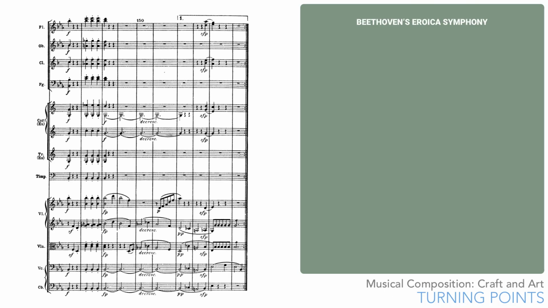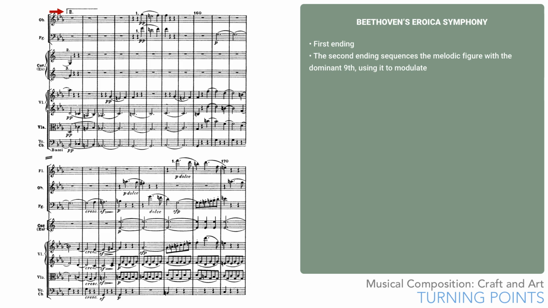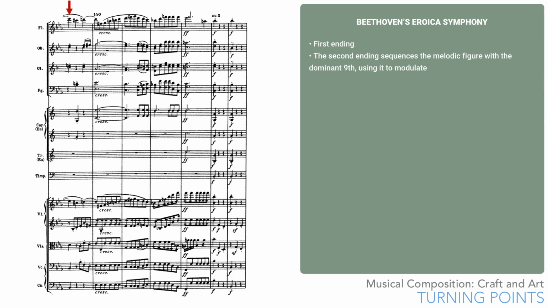Let's look at this in Beethoven's Eroica. The exposition ends in measure 152. The first ending takes the dominant ninth chord from measure 50 and directs it back to the beginning. Unfortunately, the only recording that isn't under copyright restrictions doesn't include the repeat, so I can't play it here. The second ending sequences the melodic figure with the dominant ninth, using it to modulate in measure 160 to the dominant of C minor, where Beethoven then starts to develop material from the second theme. Here's the second version.